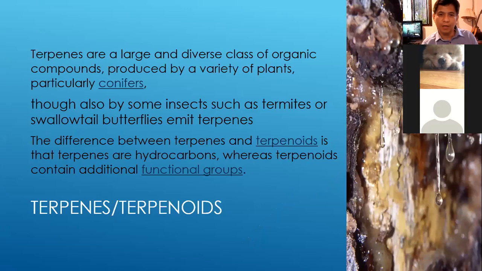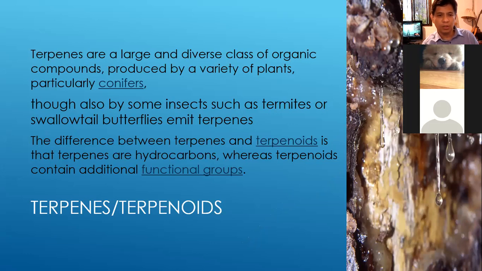Okay, so terpenes are large and diverse class of organic compounds produced by a variety of plants, particularly conifers. So yung mga conifers, yung mga pine trees. Though also by some insects such as termites or swallowtail butterflies, they also emit terpenes. So hindi lang siya sa plants. Meron din, as we discuss this, makikita nyo meron ding mga terpenes na napuproduce ng insects.